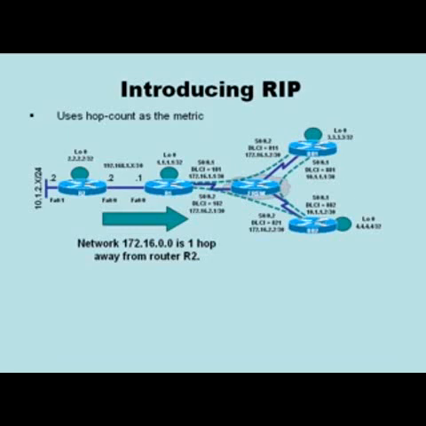Something else to be aware of when it comes to RIP: the maximum number of hops through which we can pass before a network is considered unreachable is 15. We have a maximum hop count of 15 hops. Once the hop count goes up to 16, RIP considers that destination network unreachable.